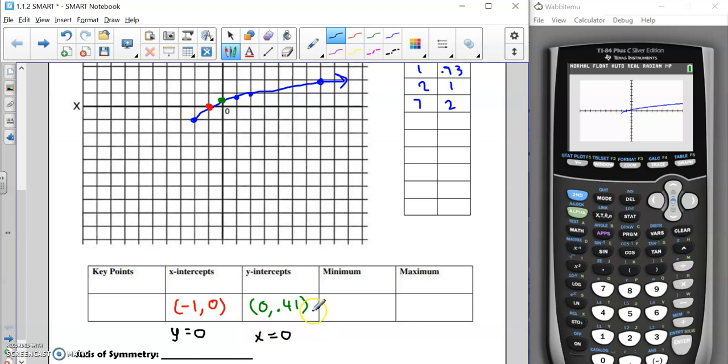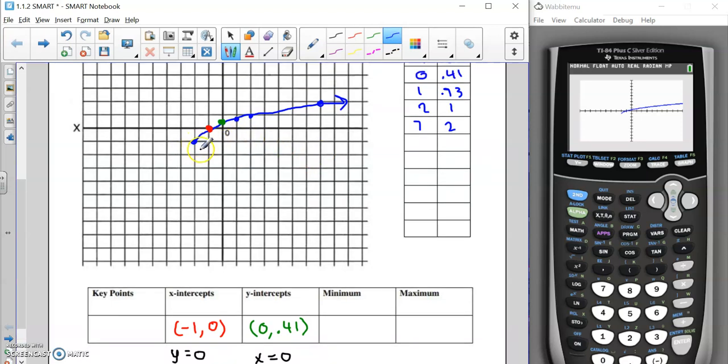Now, a minimum is the smallest point on the graph. Okay, the lowest point, I should say. So here, our minimum, the lowest we'll ever get is going to be this point right over here, because we can't get any lower. It really just stops. And that point is -2, -1.